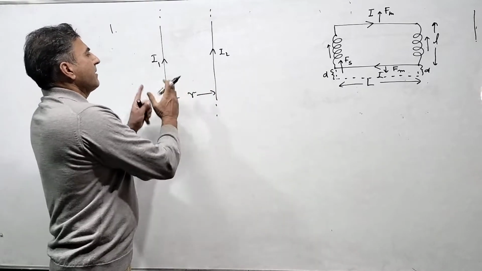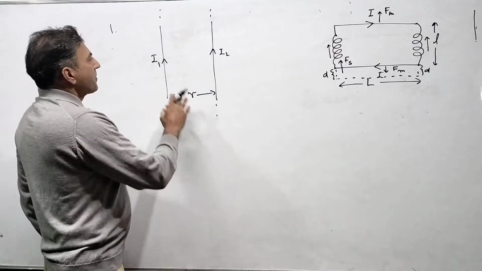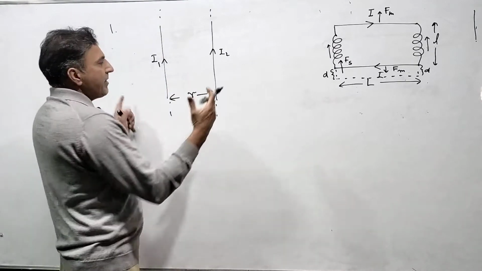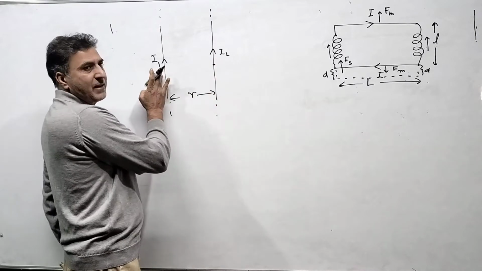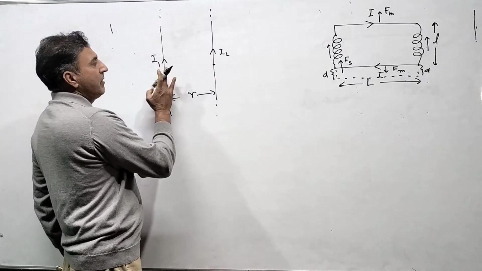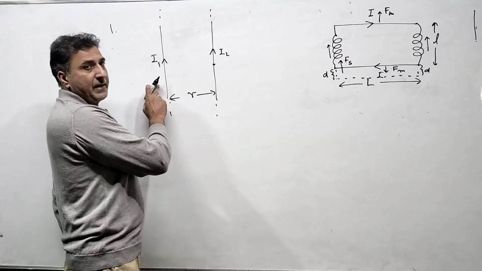Two current carrying conductors, parallel, carrying current in the same direction upwards, infinitely long. They will create a force on each other, an attractive force. Why? Because this conductor is in the field of this conductor. This conductor creates a magnetic field, and the second conductor is under the influence of the magnetic field of the first conductor.